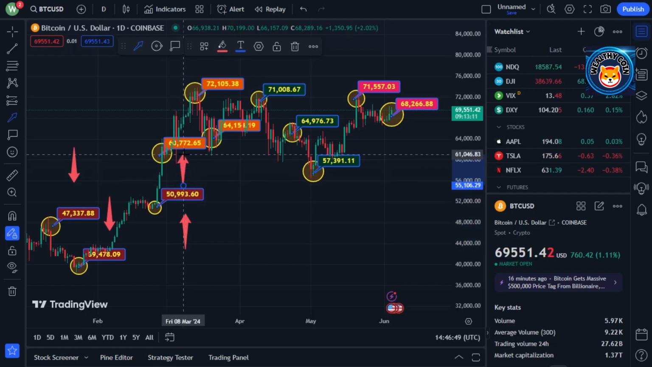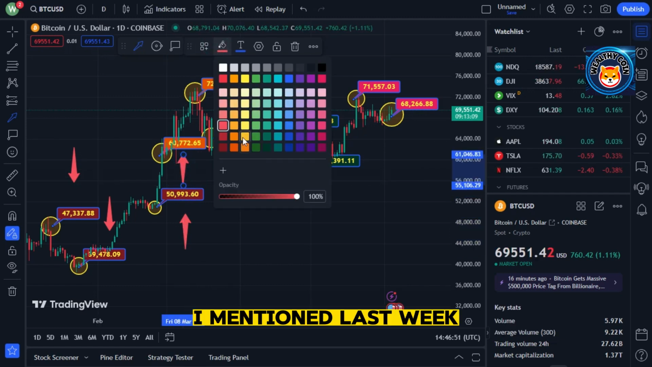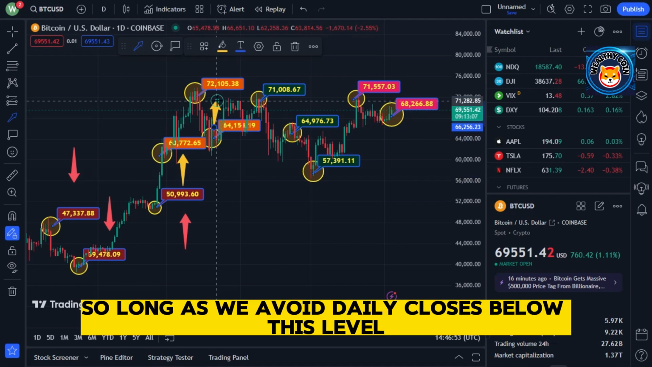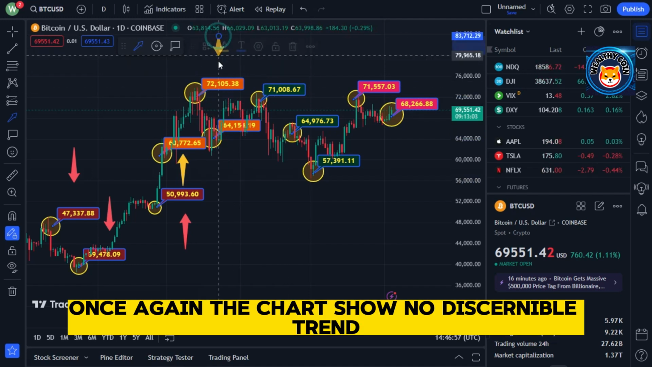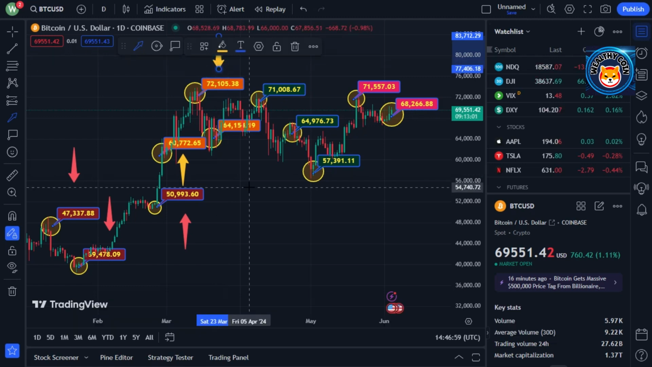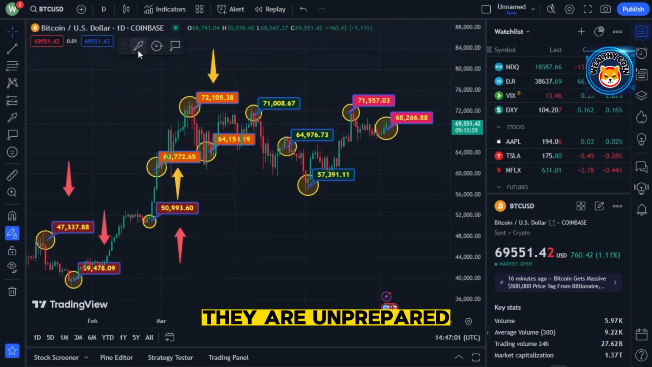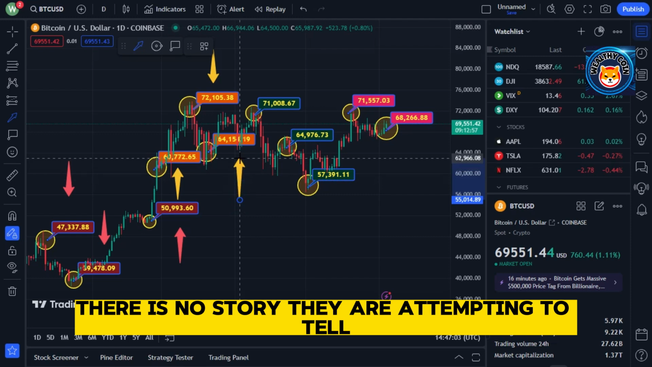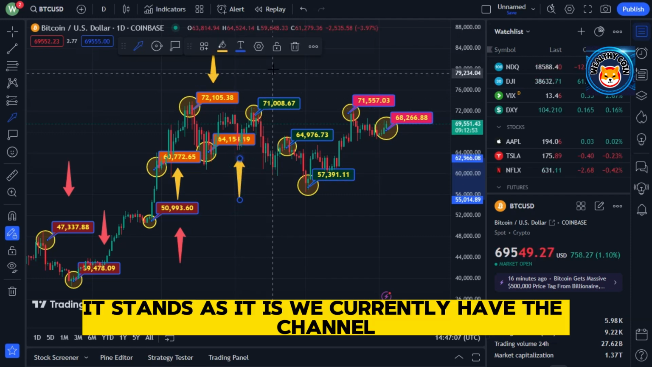As I mentioned last week, Bitcoin's chart outlook will remain bullish so long as we avoid daily closes below this level. Once again, the charts show no discernible trend. Their bias is non-existent. They are unprepared. There is no story they are attempting to tell. It stands as it is.